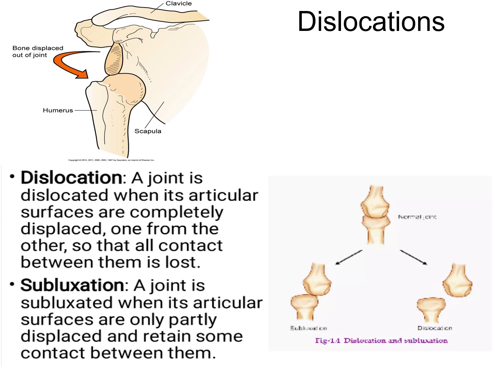So again, this is just showing you the two different examples of dislocation versus subluxation. Remember, with dislocation, the two surfaces are completely displaced from one another, so there's no contact at all. However, in subluxation, we'll have partial contact there with the surfaces.